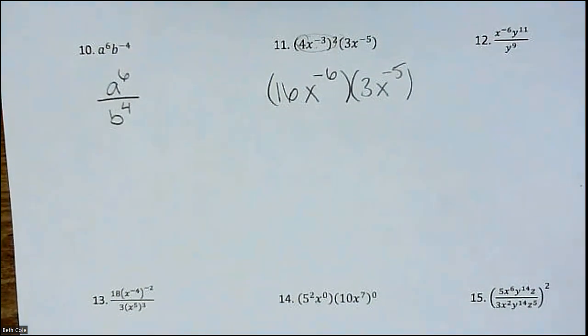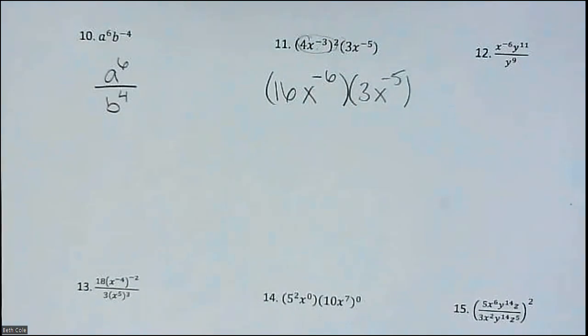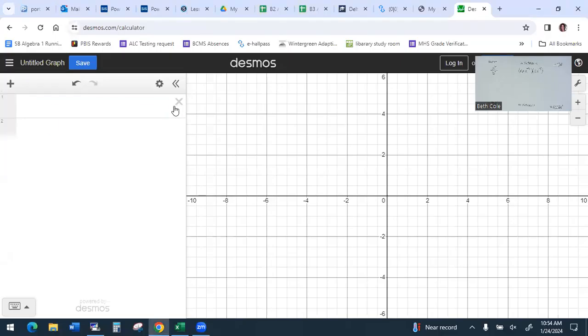And then in the second step, you're gonna multiply them together. 16 times 3. If you don't know that, that's fine. Let me come over here, I'm gonna type it in. 16 times 3. 48.